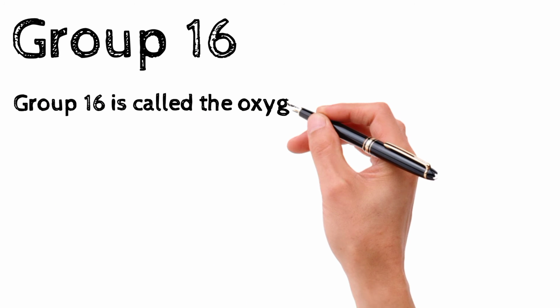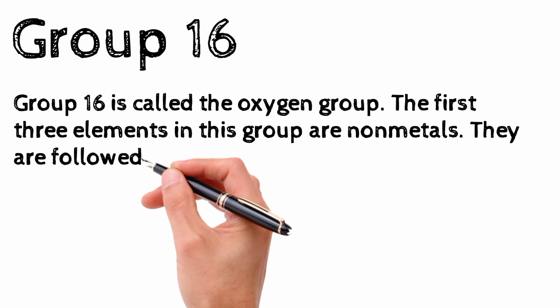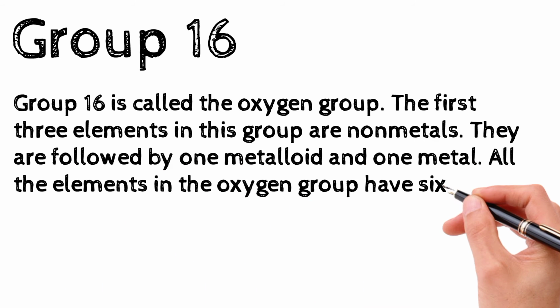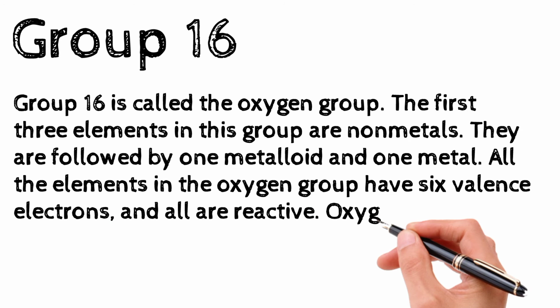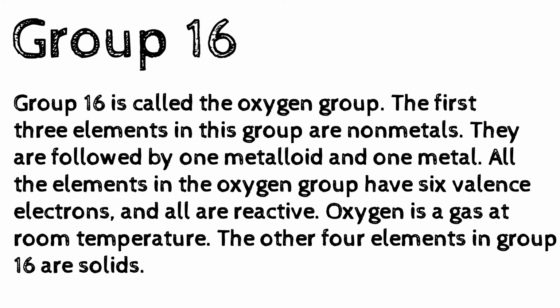Group 16 is called the oxygen group. The first 3 elements in this group are nonmetals. They are followed by 1 metalloid and 1 metal. All the elements in the oxygen group have 6 valence electrons, and all are reactive. Oxygen is a gas at room temperature. The other 4 elements in group 16 are solids.